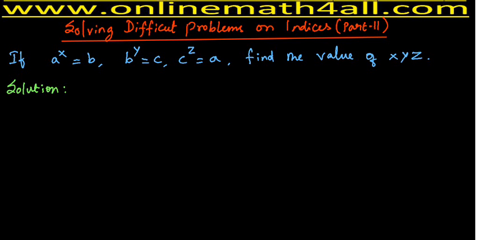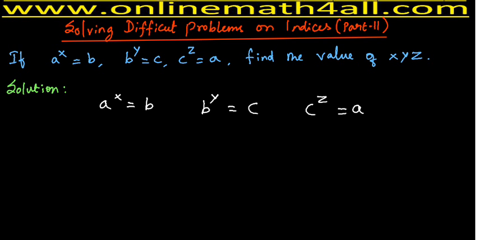I'm just going to use the information we have in the question. So we have three equations in the given information. This is the first one: a to the power x is equal to b, b to the power y is equal to c, c to the power z is equal to a. So these are the three equations we have. I'm just going to use these three equations to solve the problem.